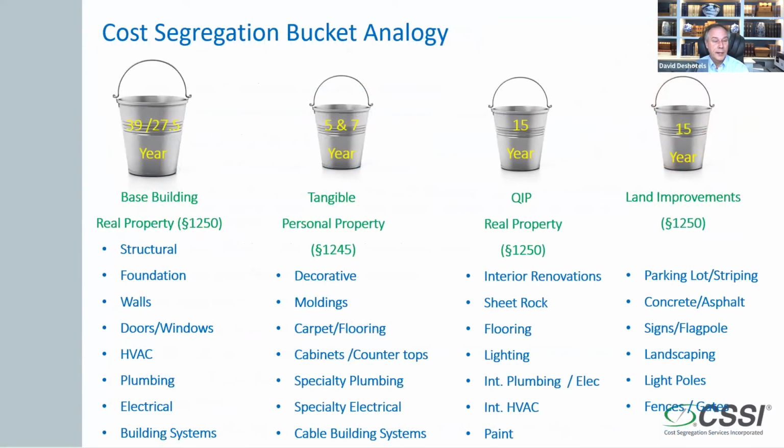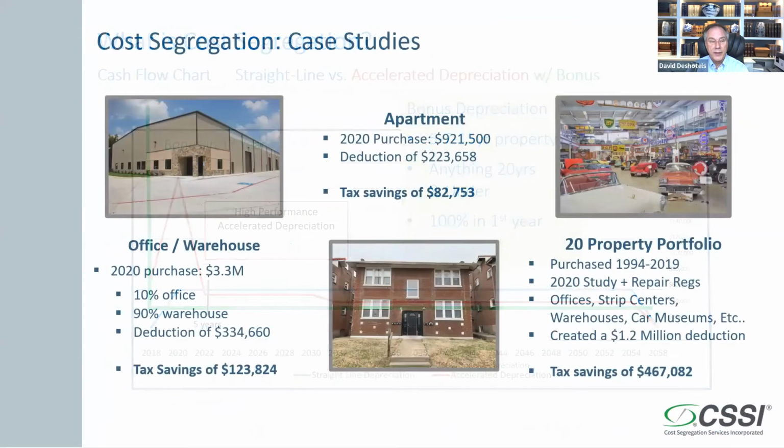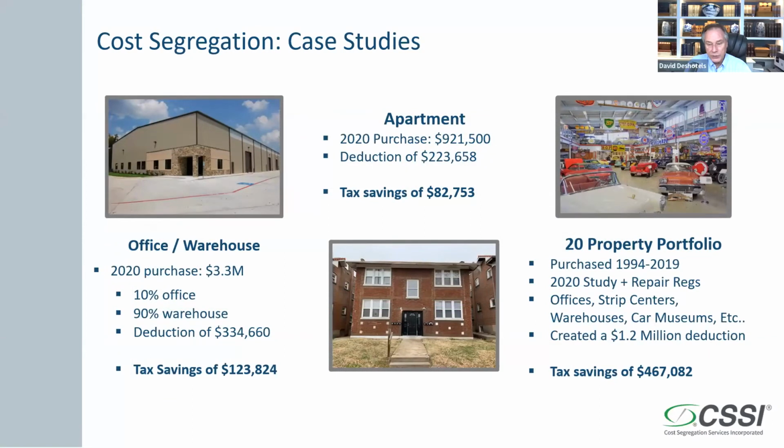So again, our job is to put things in different buckets and increase your cash flow, and I'll show you how that helps. Here are some results on cost segregation, just to show people the kind of numbers you're looking at. An apartment complex, just under $1 million, $82,000 of cash flow, just by buying the property, choosing the right depreciation method, and getting the bonus depreciation out of that.